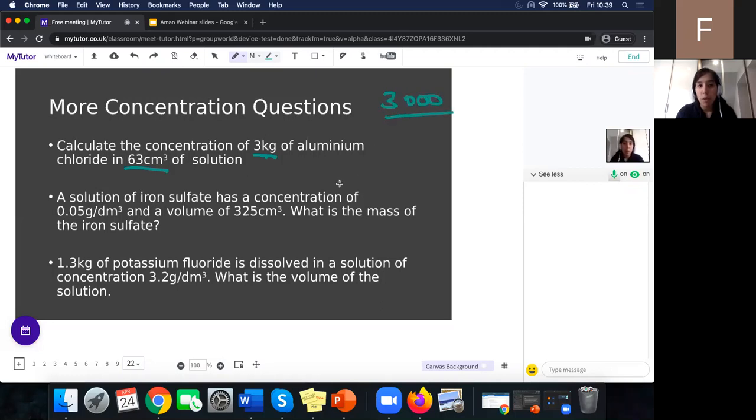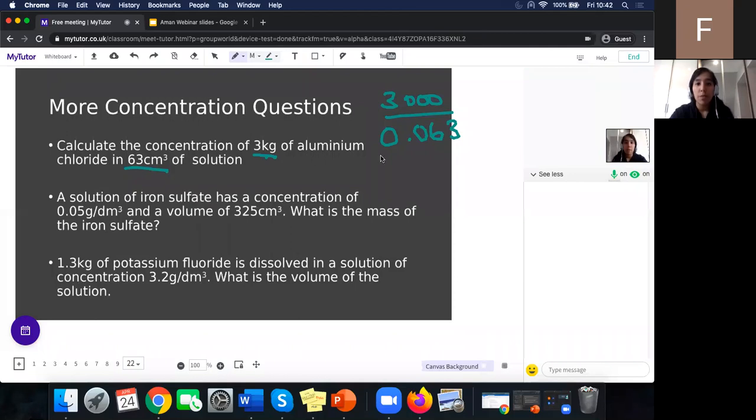The volume would be 0.063. So we do 3,000 divided by 0.063. Good, excellent. Mass of solute divided by volume. Well done to everyone giving me the correct equations. So the answer should be 3,000 divided by 0.063, and you're going to get quite a big answer, which is 47,619 grams per decimetre cubed.